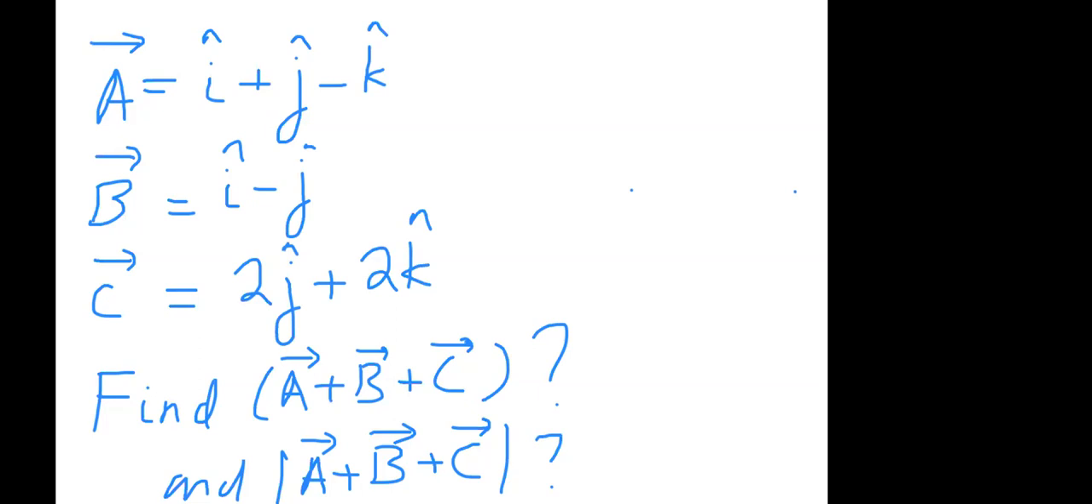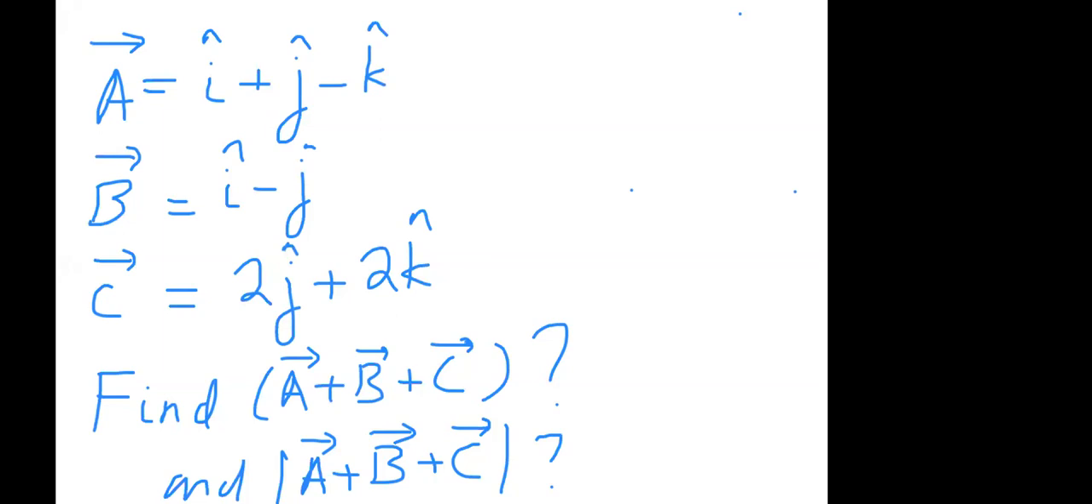Dhruv, try again. One small mistake you made. I'm reading out the question in case there's a problem with the symbols at your end. Vector A is i cap plus j cap minus k cap. And the vector B, yes Aditya, you got it correct, is i cap minus j cap. And the final one, vector C, is 2j cap plus 2k cap.